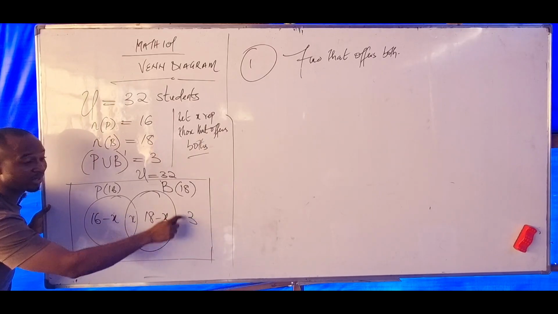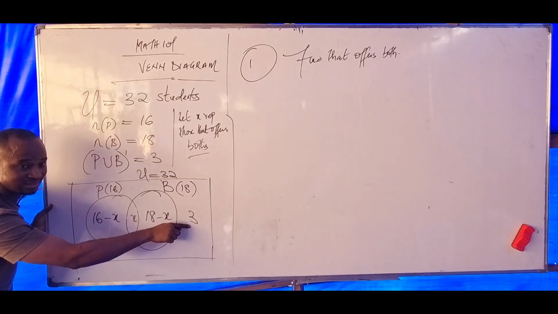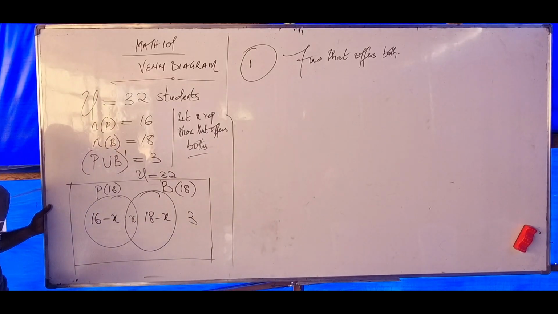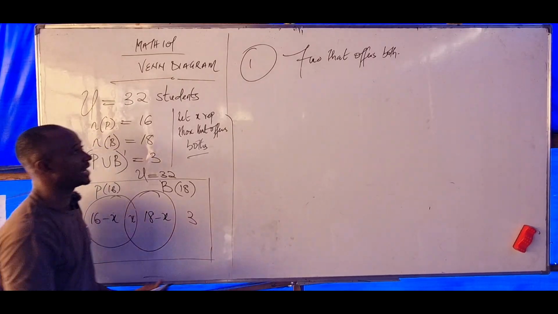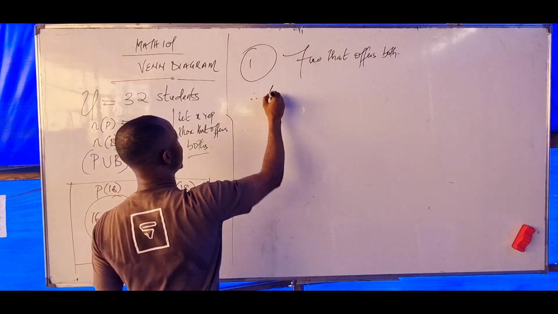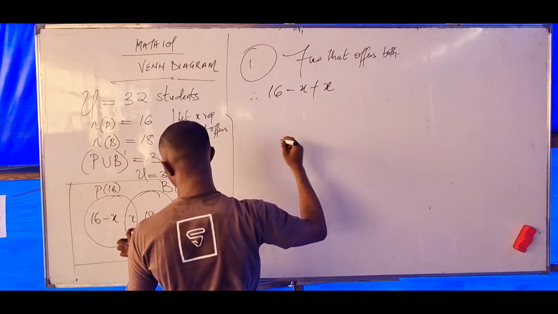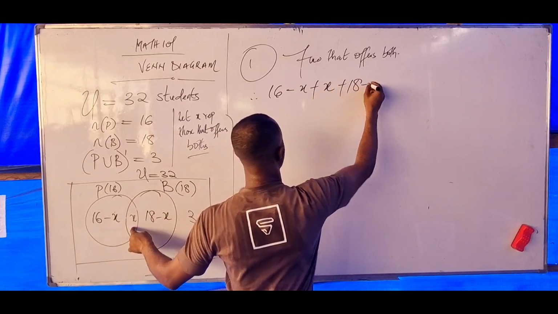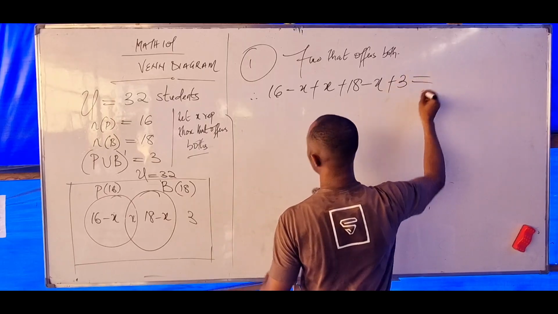Then these 3, they're also part of the set. It means if I'm adding this with this, I must add 3. Is that making sense? Because 3 is also part of the set itself. Can we now add up? Therefore, we have 16 minus x plus x plus 18 minus x plus 3, all equals 32.